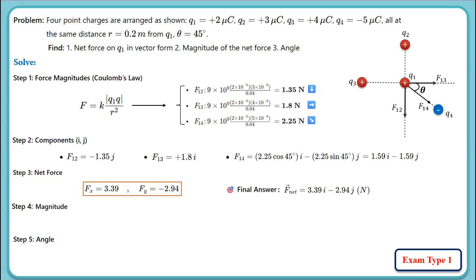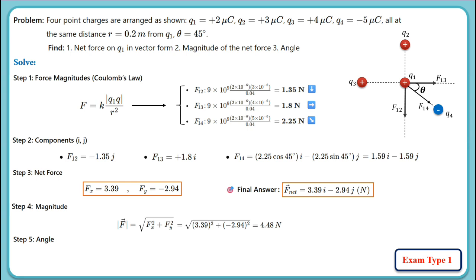Finally, the net force is written as 3.39 I minus 2.94 J newtons. Now we find the magnitude. Taking the square root of the sum of squares, we get 4.48 newtons.